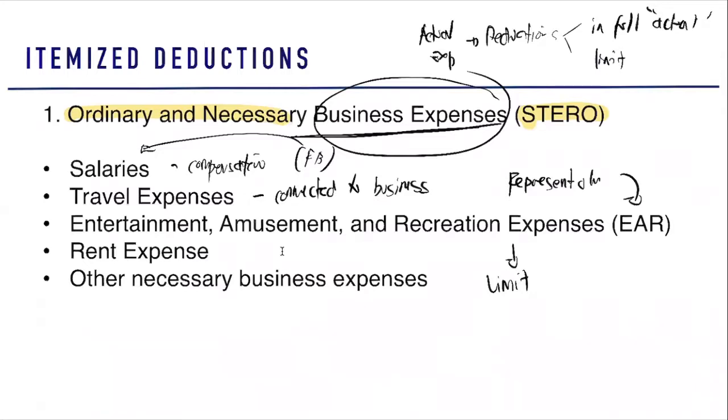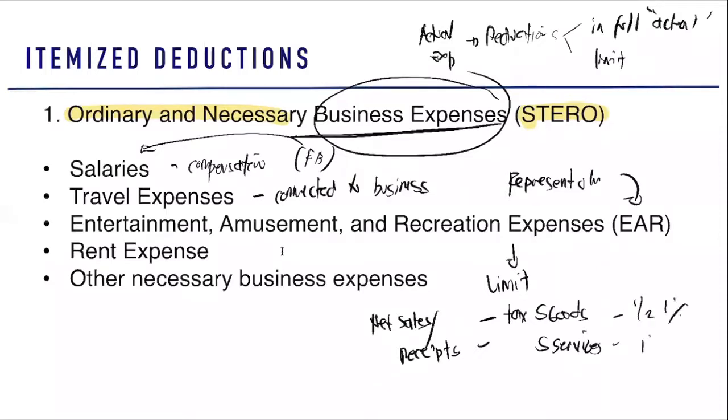The limit of your entertainment, amusement, or recreation expense is based on the net sales or receipts, and it is dependent on whether the taxpayer is a seller of goods or a seller of services. If the taxpayer is a seller of goods, 1/2 of 1%; services, 1%. So the limit of your EAR is based on your net sales or receipts. We compare it depending on whether you are a seller of goods or a seller of services.